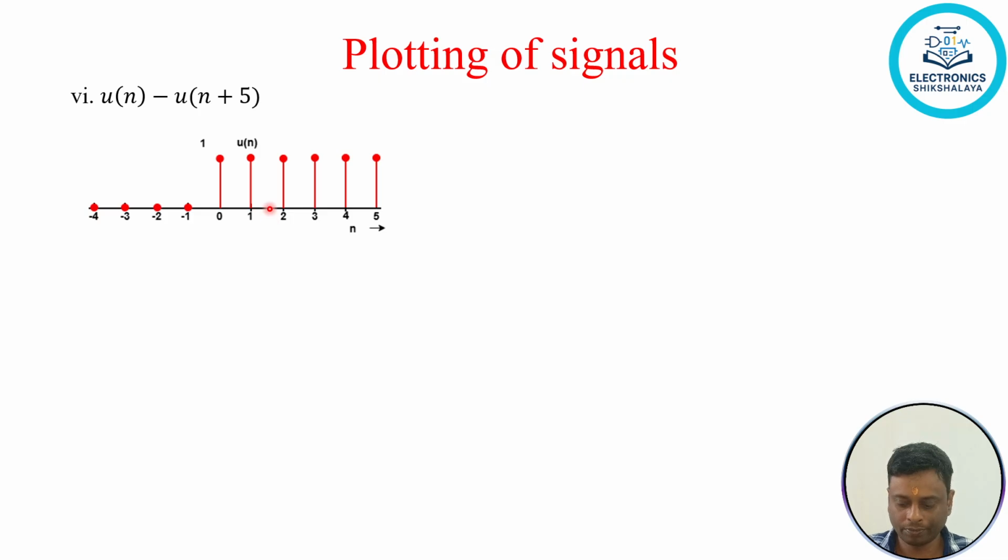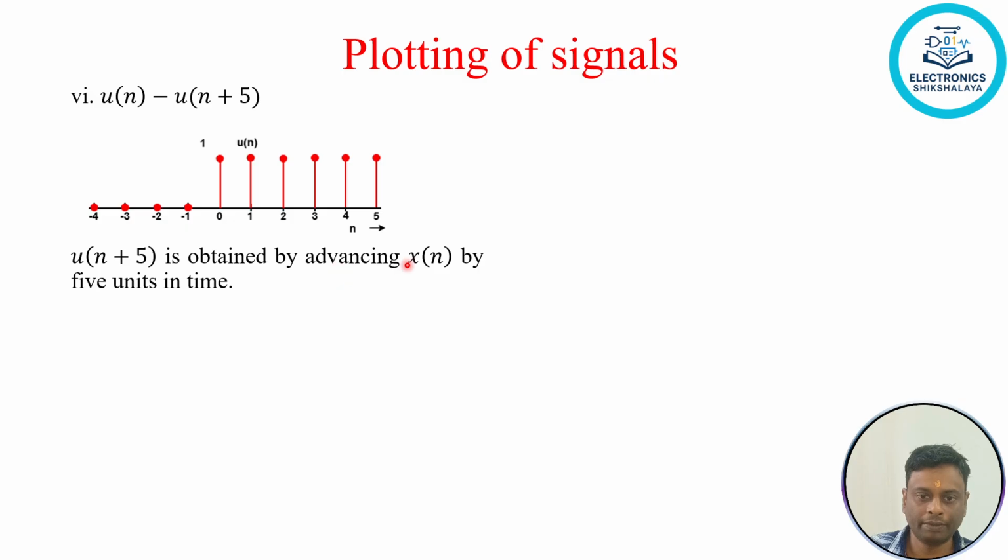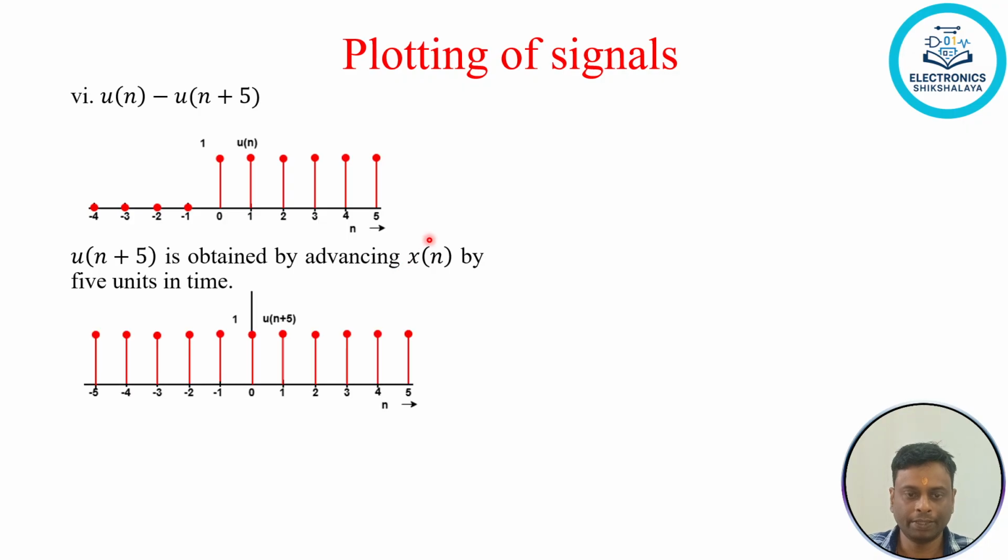Let us see what u of n plus 5 is. u of n plus 5 is obtained by advancing the signal by 5 units of time, so it will be shifted towards the left. This signal will be shifted towards the left by 5 units of time. So the value is now at minus 5, minus 4, and all the values up to 6, 7 are 1. So we will get this u of n plus 5.